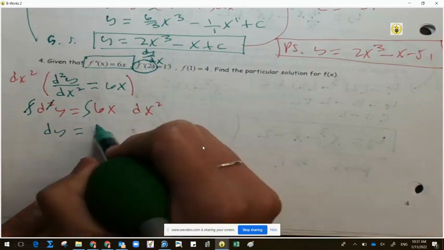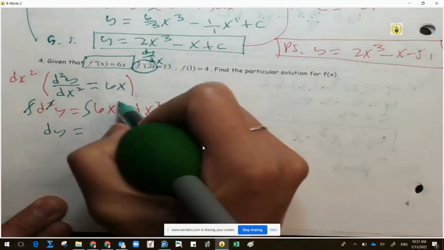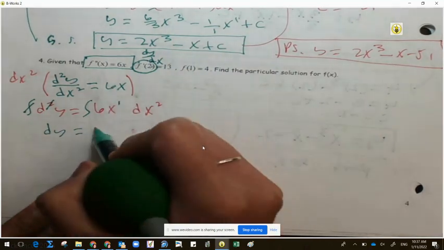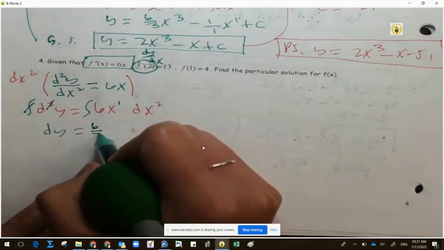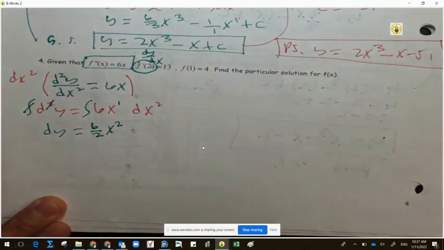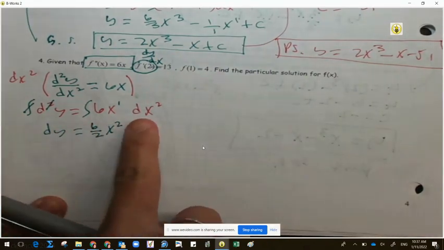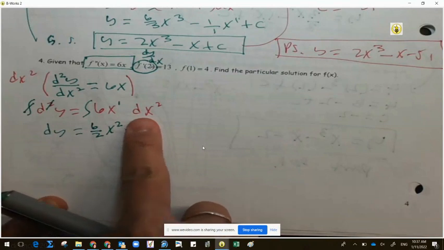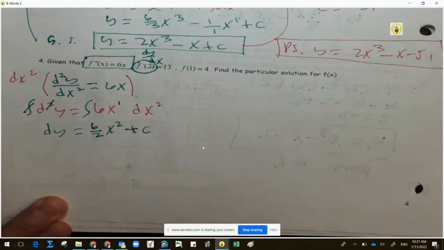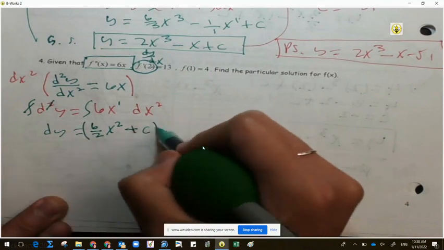And then I think we can go ahead and anti-derive this. That's going to give us 6 over 2 x squared. Is everyone good with that? Plus c. Now, when I anti-derived it, does that mean my dx squared both goes away or just one of them? Just one of them. So I'm going to leave that alone, dx.